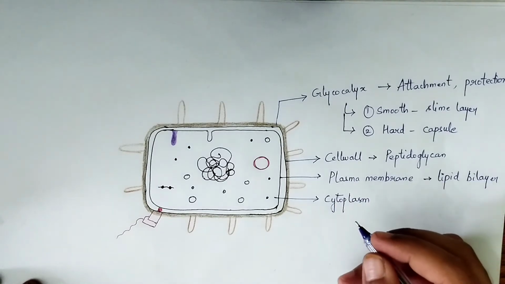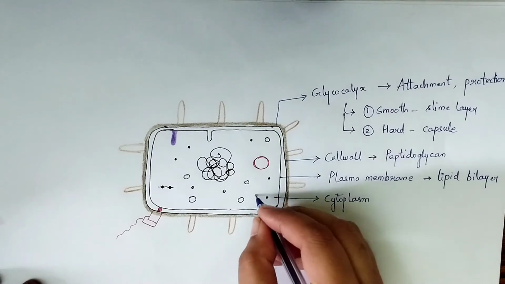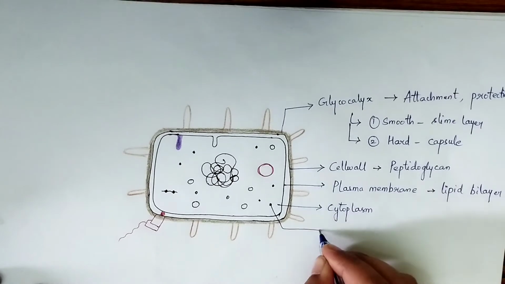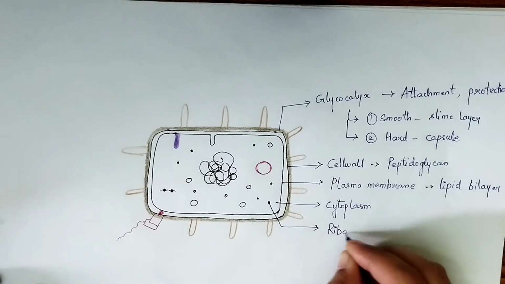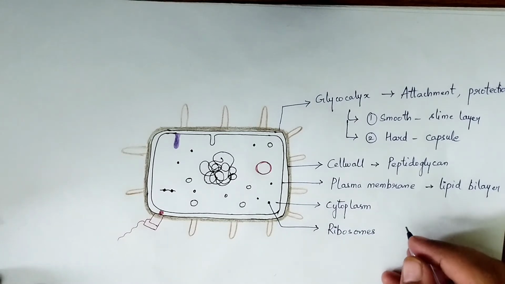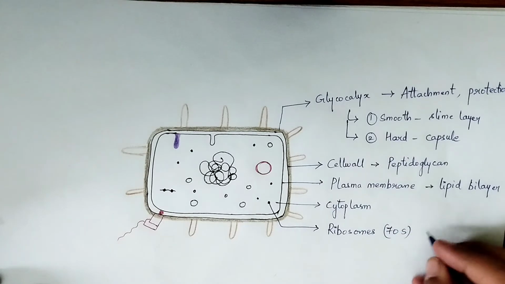Okay, then you can find here and there some ribosomes. You can see here or here, and these are embedded inside the cytoplasm, which are called ribosomes. And especially in case of the bacteria, we can find 70S ribosomes, which help in protein synthesis.